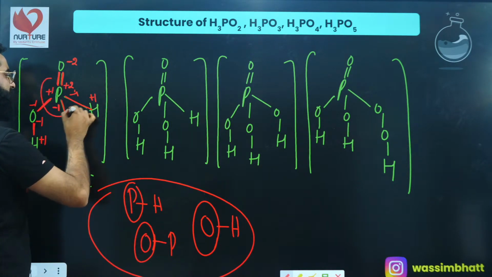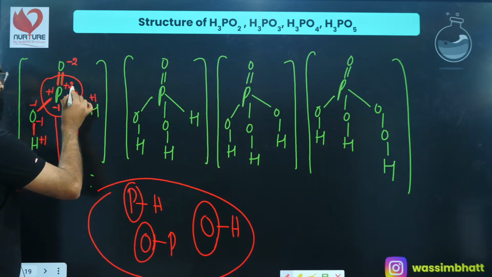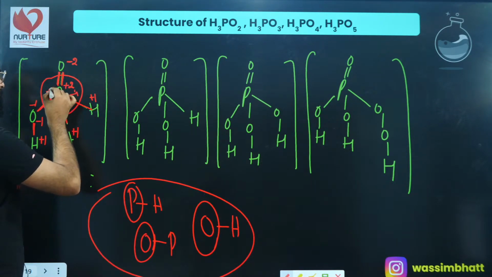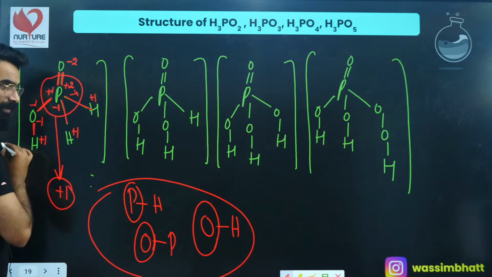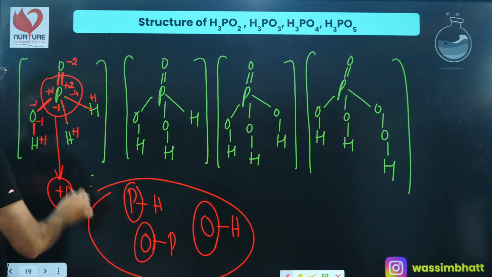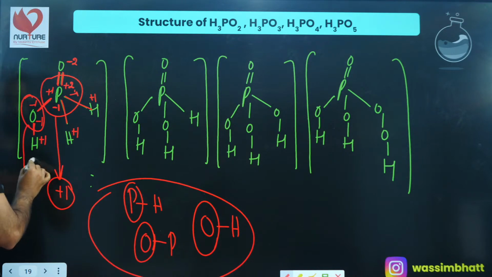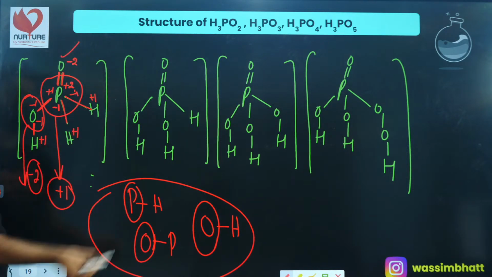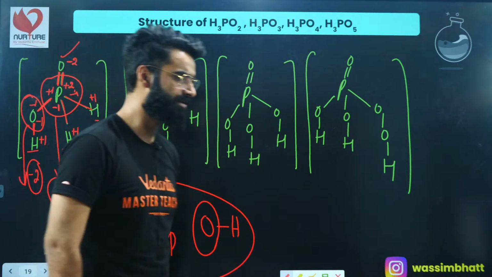What is the net charge present on phosphorus? Have a look on it. +2, +3, -1, -1. How much does it come out to be? It comes out to be finally +1. So +1 is the oxidation state of phosphorus over here. If I ask you what is the oxidation state of this oxygen, you'll say it's going to be -2. What about the oxidation state of these hydrogen atoms? It's going to be +1. As simple as that.